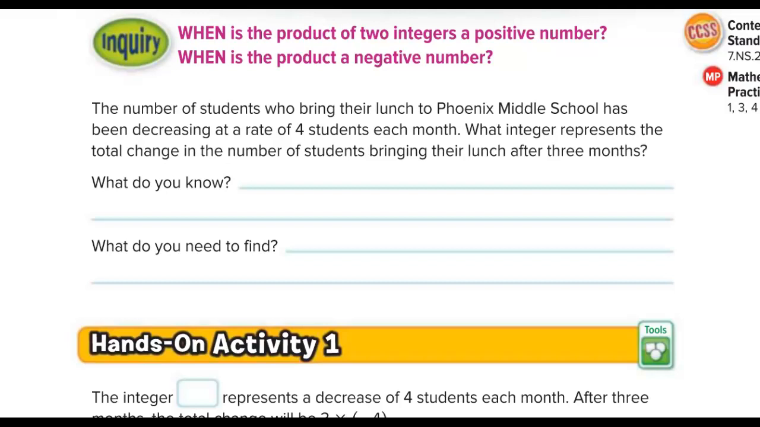Okay, so what do we know in this story problem? What are we given? That the number of students who bring their lunch is decreasing by 4 each month. Okay, so let's write that sentence right there. Decreasing at a rate of 4 students each month.